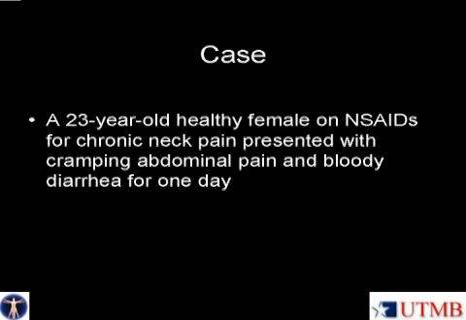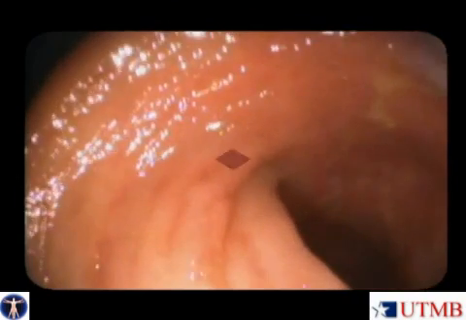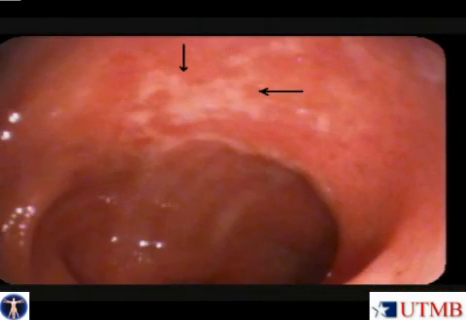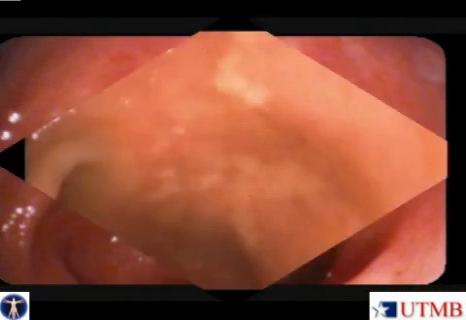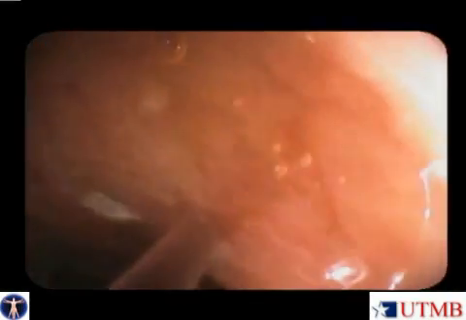A 23-year-old female with no significant past medical history presented with cramping abdominal pain associated with multiple bloody small volume bowel movements that had suddenly started that morning. The patient denied any nausea or vomiting, recent travel, exposure to bad food or sick contacts, fever or chills, symptoms of GERD, family history of inflammatory bowel disease, or any prior such episodes. She admitted to taking a lot of NSAIDs, ibuprofen, for her chronic neck pain.